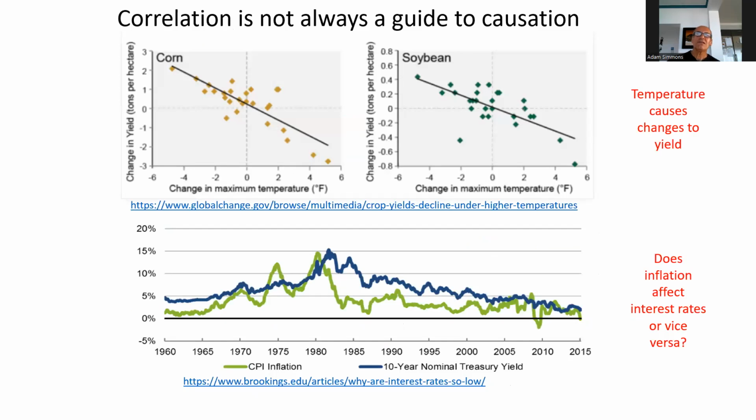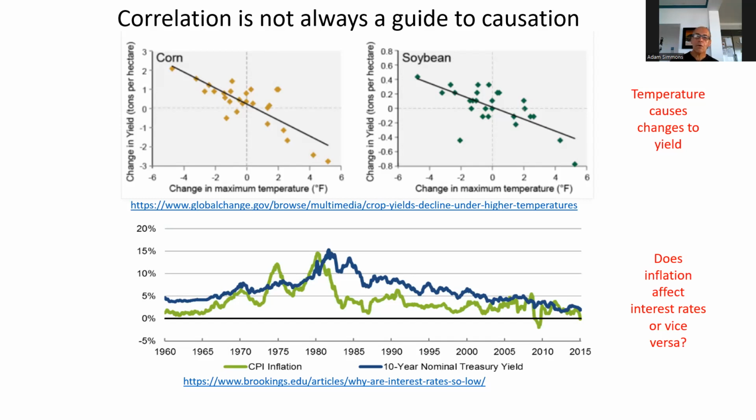Now, is correlation the same as causation? Well, sometimes, but not always. If we take a look at the top two pictures, we can see the yields for two particular crops, corn and soybeans. And what happens is, as the temperature increases, then the yield of each of these crops goes down. It's not a perfect fit. You can see there's some scattering around the line, but nonetheless, the trend is definitely downwards. As maximum temperature increases, the yield declines.